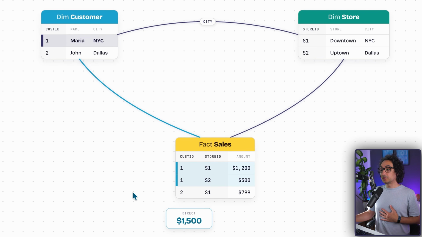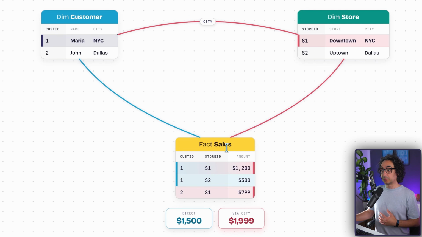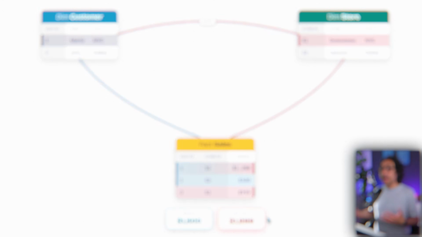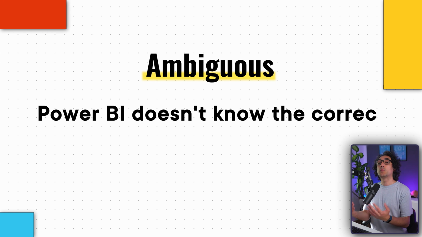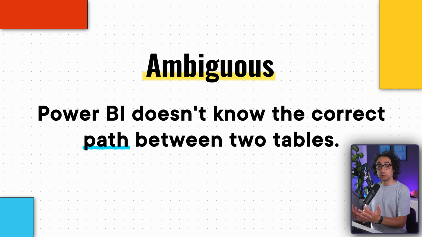So this is our expectation, but the thing is Power BI has another path to the sales, so it can go to the store, and then from the store it can go to the sales. Now because of this path, Power BI gonna filter the sales differently and get 2K for this customer. Now of course this is gonna be a big issue for Power BI because it has two different results for the same action, and Power BI cannot decide for us which one is the correct one. And this is exactly what we mean with ambiguous. Power BI doesn't know the correct path between two tables.